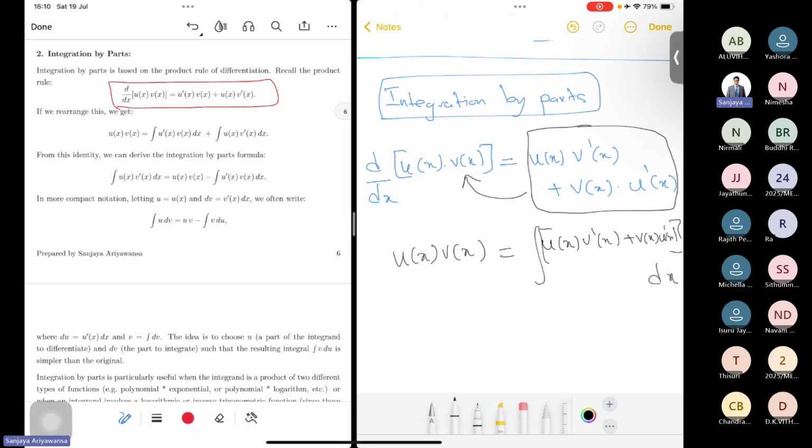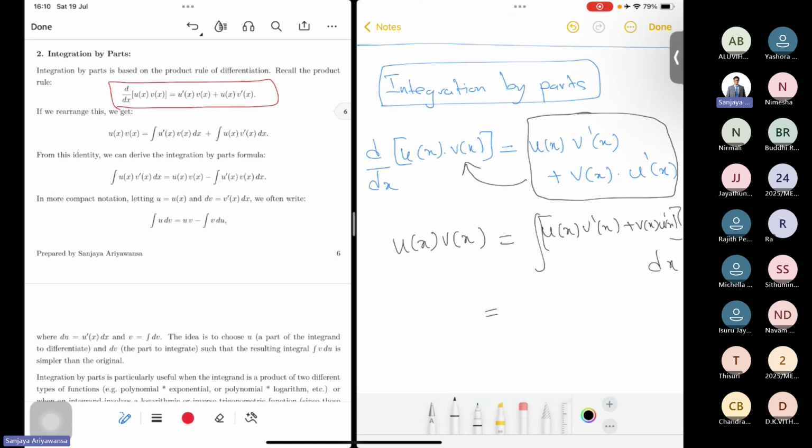Okay, and then what I have is I'm going to separate it out using the linearity rule, and I'm going to let go of this x because it's just there. It's simpler just to say u times v rather than saying u of x and v of x. I'm just going to say u times v, and here also u times v prime dx plus v times u prime dx.